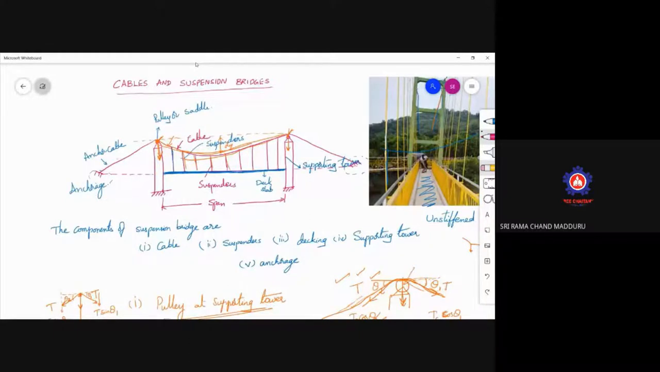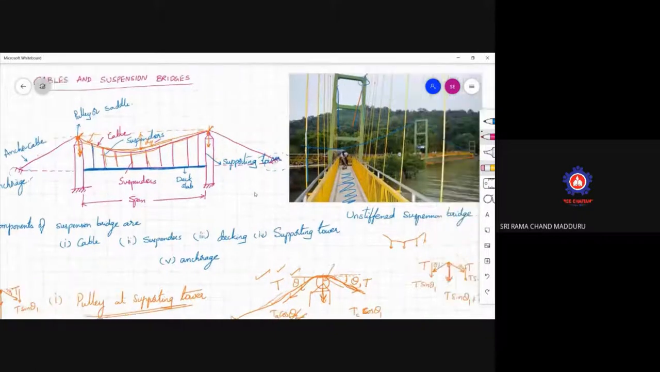Now, the central one, we are calling it as dip. And here, the supporting system will be either pulley type or saddle type. And this suspension cable will be connected to anchor cable. And at the end, this anchor cable will be anchored. Now, we have seen that the components of the suspension bridge are cable, suspenders, decking, supporting tower, anchorage. So this is the image of Lucknowram Lake.